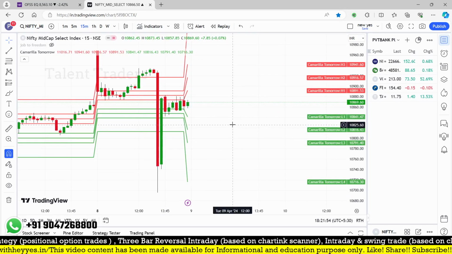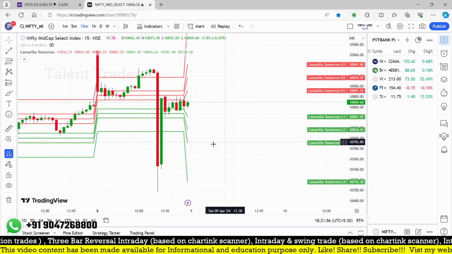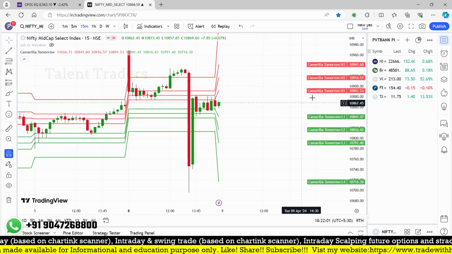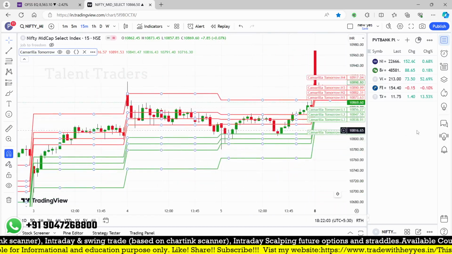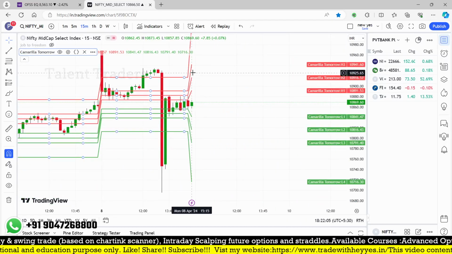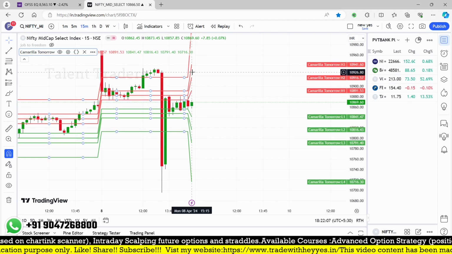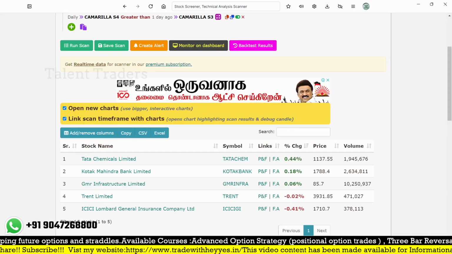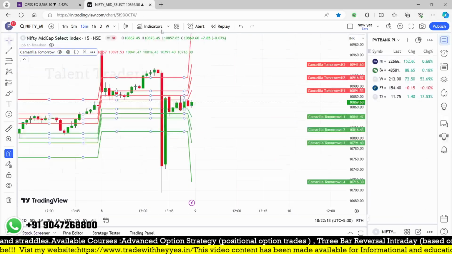So let me go with the 15-minute chart. Yeah, it is already in the 15-minute chart. So this is today's level, and tomorrow's level will be plotted here, where you can see this is yesterday's level, today's level, and the extension of those lines will plot tomorrow's Camarilla. So what is the stock which you have taken from this scanner? It is Tata Chemicals. Let me check tomorrow's level.